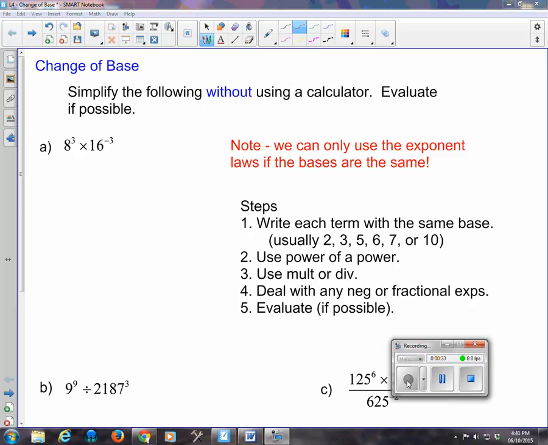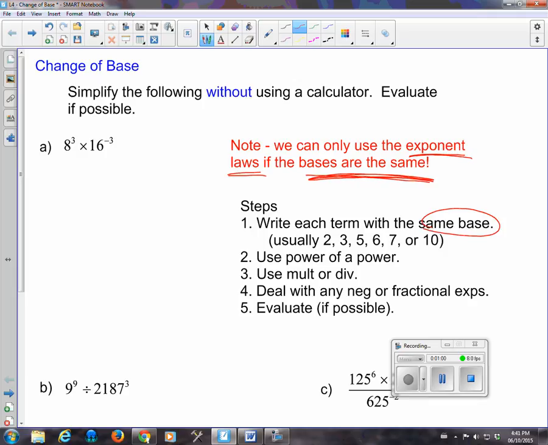simpler. We can only use exponent laws if the bases are the same. Thus the title, Change of Base. So when we change the base to use our exponent laws, generally we want to write each term with a base. So it'll likely be 2, 3, 5, 6, 7, or 10. Something that's a low number.